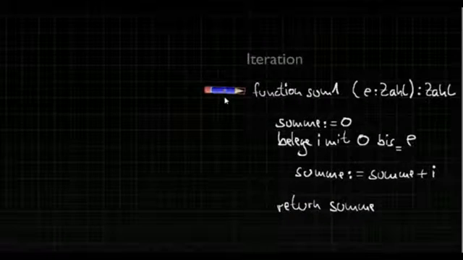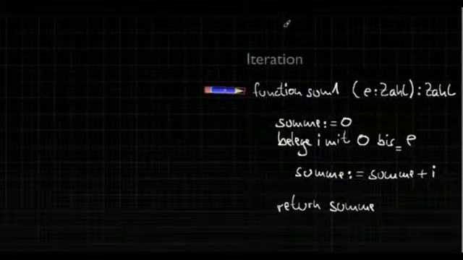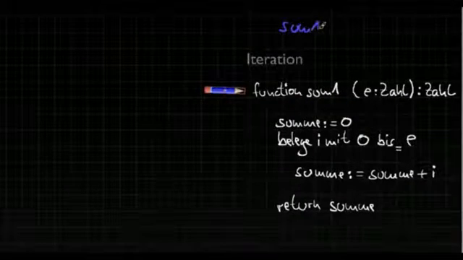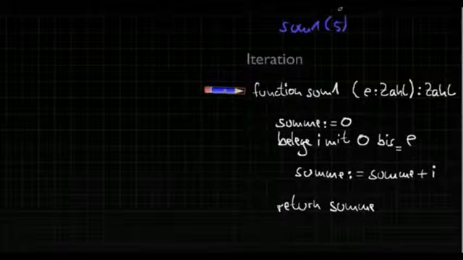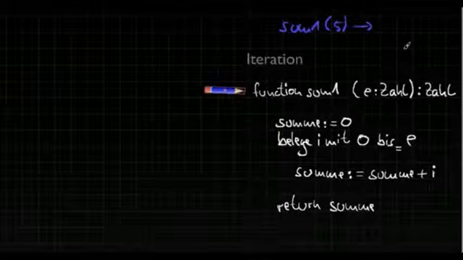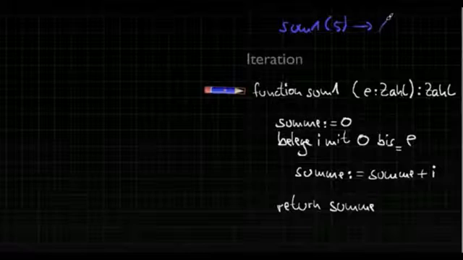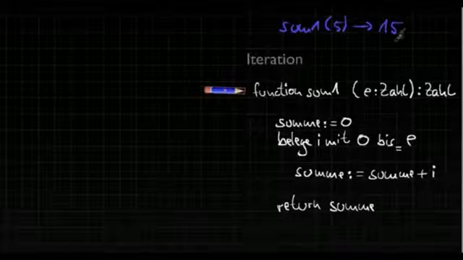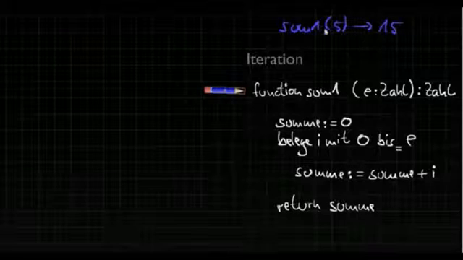For example, if I would start the function sum1 of 5, then I would get 0 plus 1 plus 2 plus 3 plus 4 plus 5. That would be 15. That is what we would get at the end, and this function works pretty simply.